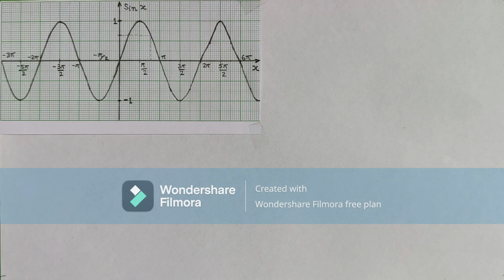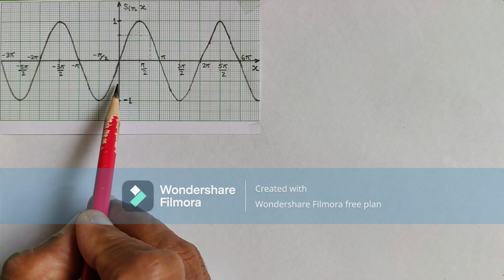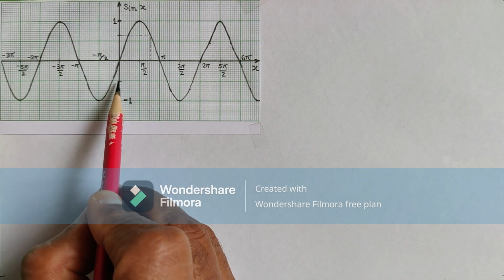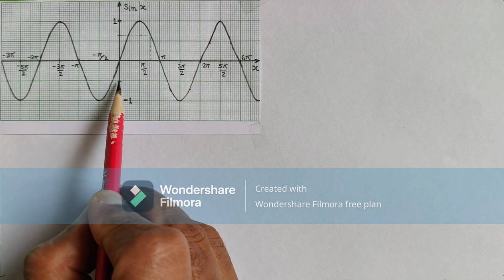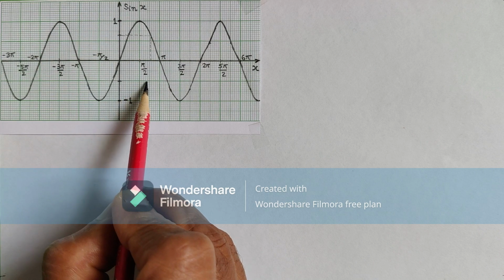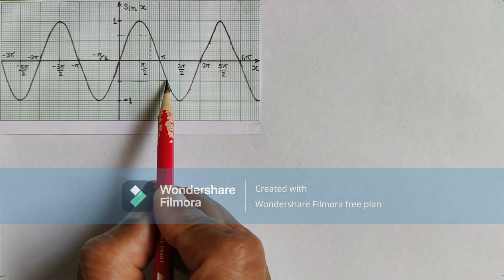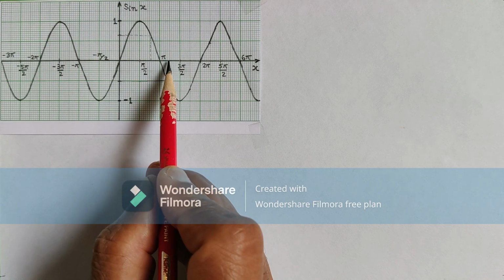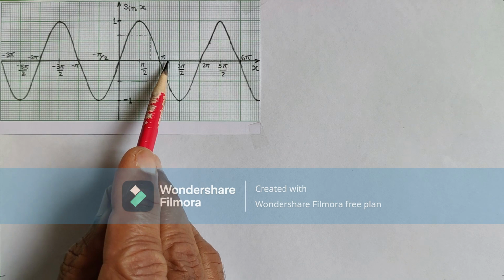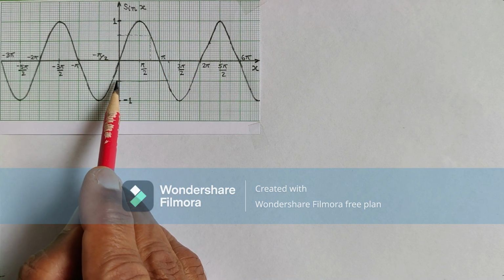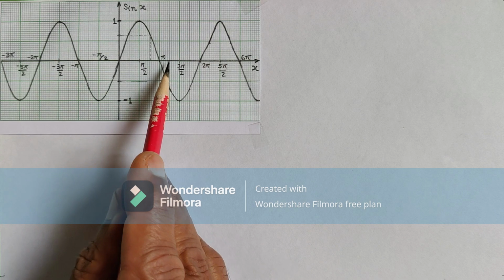A similar procedure can be employed to find the value of sin inverse y for any given value of y. If this is the value of y and we need to find the value of sin inverse y, we would draw a horizontal line from here till we hit the graph and then draw a vertical line from there to find the value of sin inverse y. If this is y, then this becomes sin inverse y.